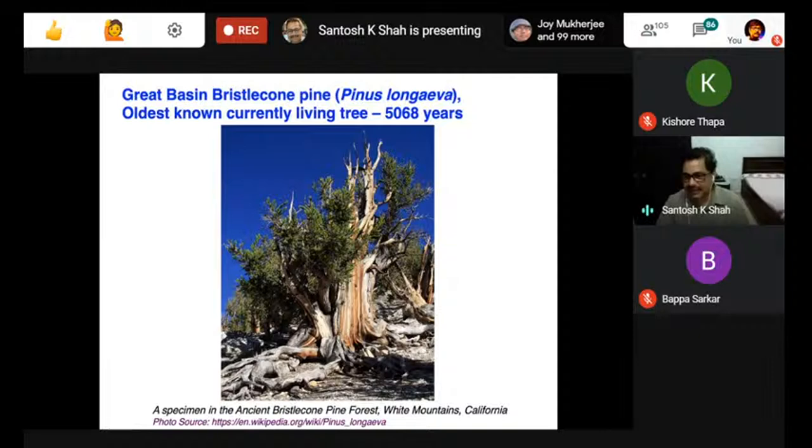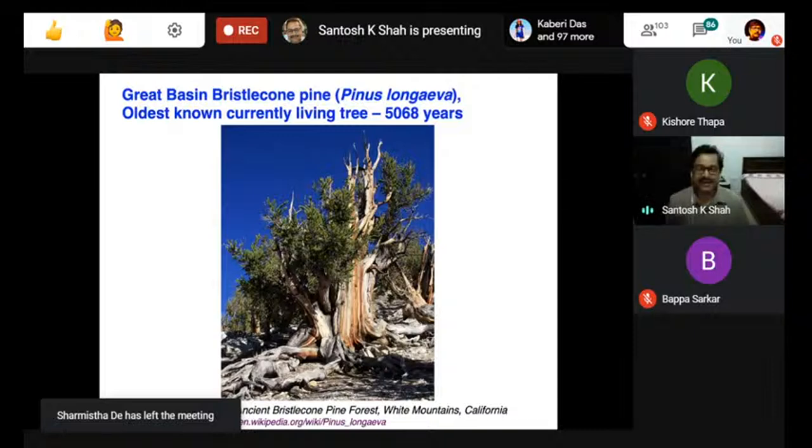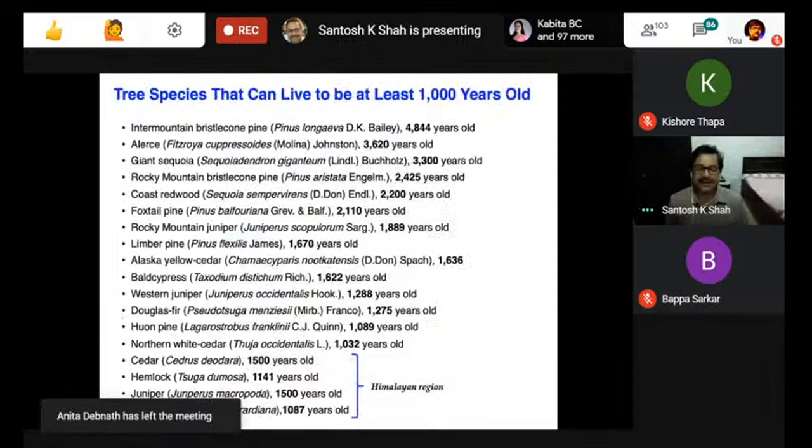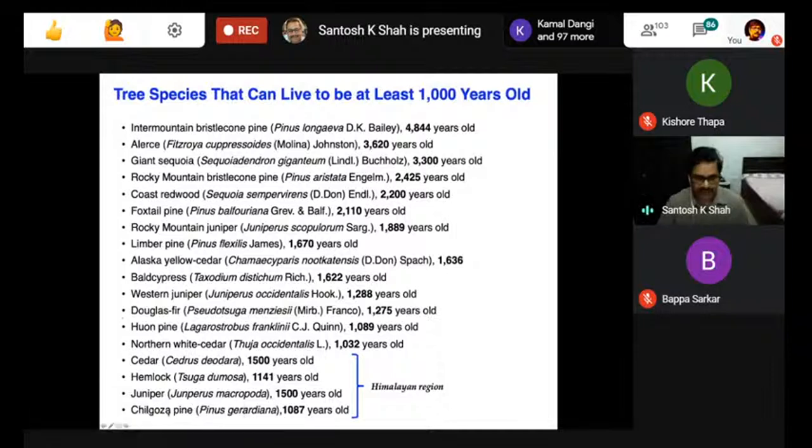This is still growing. It is still living, and it is 5,068 years old. So you can imagine, if you reconstruct the climate history based on tree rings, we can get a climate history of the entire 5,000 years. Even in Himalaya, cedar, hemlock, juniper, chilgoza pine, these all grow more than 1,000 years. So we are getting climate history of 1,000 years in the Himalayan region.